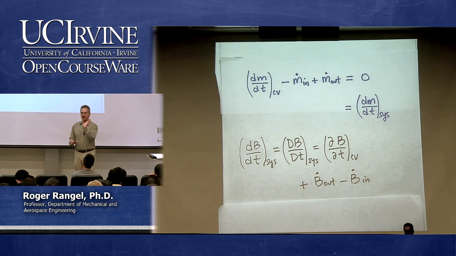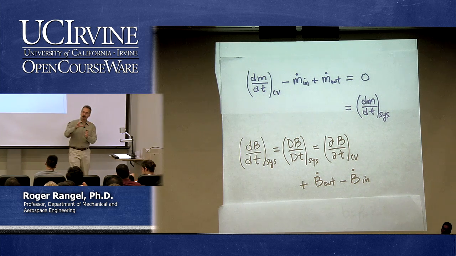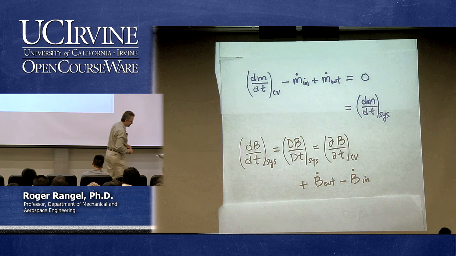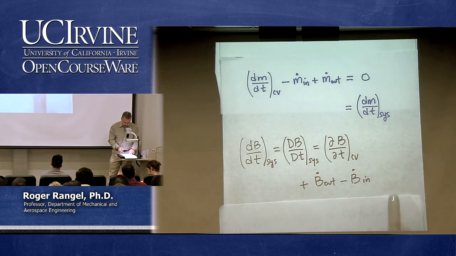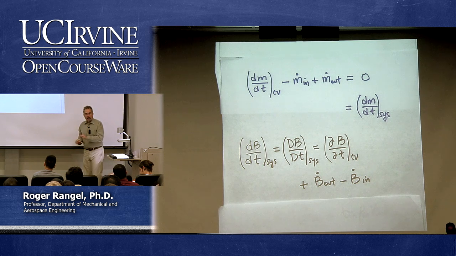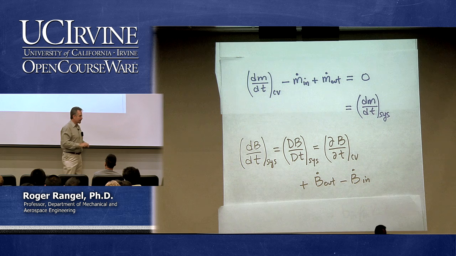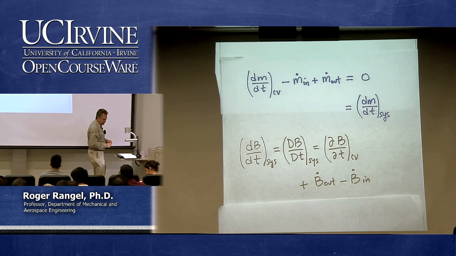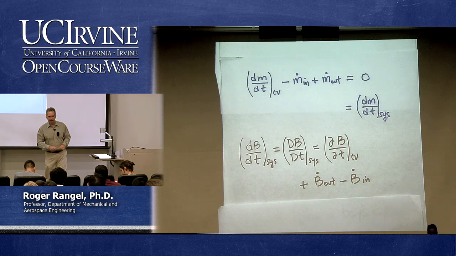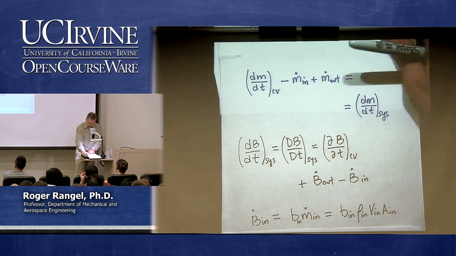It tracks down the variation of property B in a system by keeping track of what's happening in the control volume and what's flowing in and out. Now, how can I write these flow rates, capital B dot out and in, in terms of the lowercase b, the property B per unit mass? Would you agree with me that it would have to be like that?